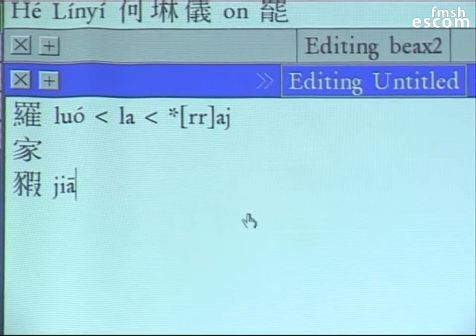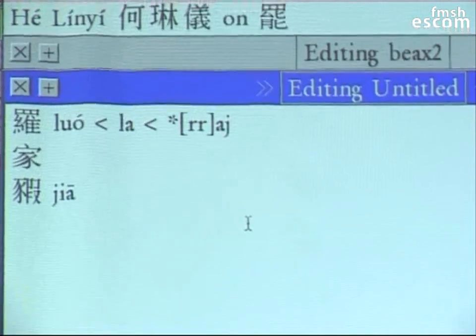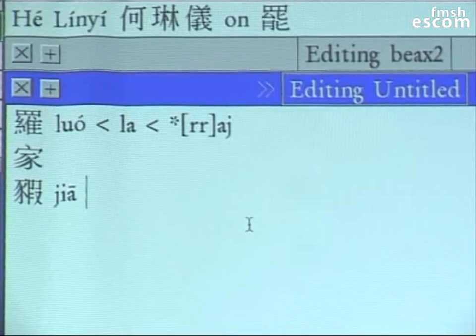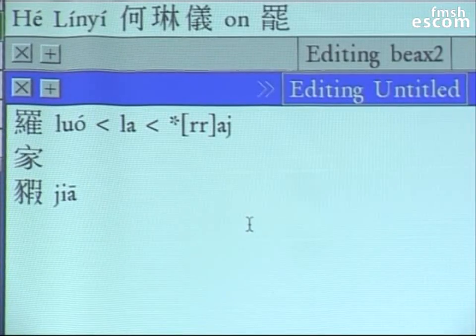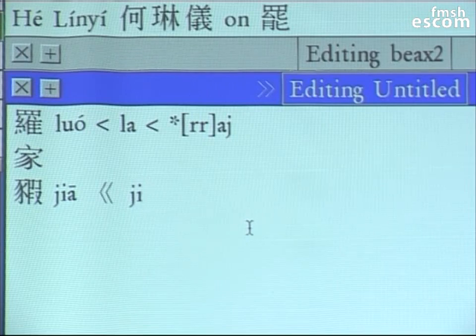I don't have my usual options here. Okay, at least we've got that.